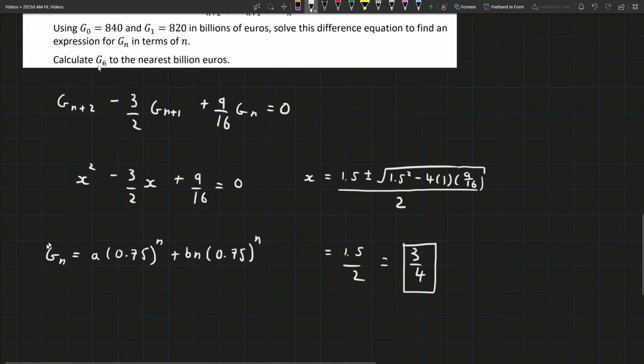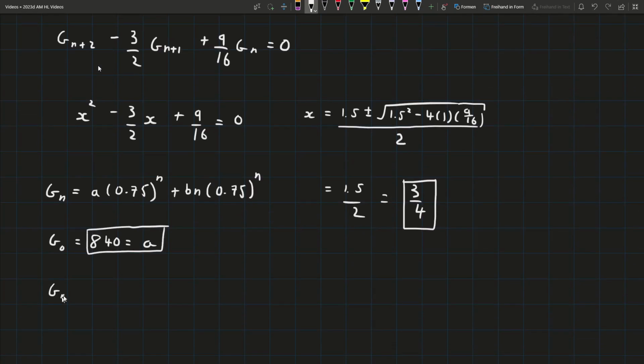So we're told that G0 is equal to 840, which is equal to, and these n's will be 0, so we'll just have a, because that n will be 0, that term's gone when we plug in 0, and then 0.75 to the power of n is 1, so we get a is 840. So that's actually quite nice. So now we know that gn equals 840 times 0.75 to the power of n plus bn times 0.75 to the power of n. Now we just need to find b.